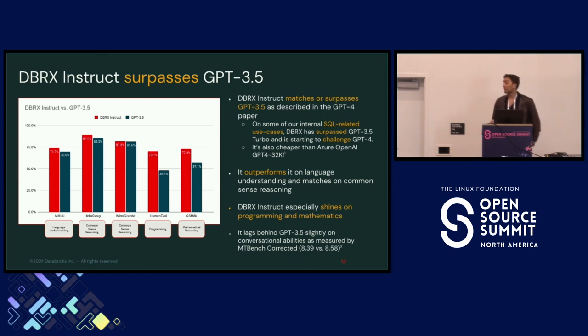I think that actually might still be true relative to the Llama 3 70B model because, again, it has half the active parameters. So we have a lot of internal use cases as well. On our SQL-related internal use cases, DBRX surpassed GPT 3.5. It's actually right up next to GPT-4 on those internal SQL-related use cases.